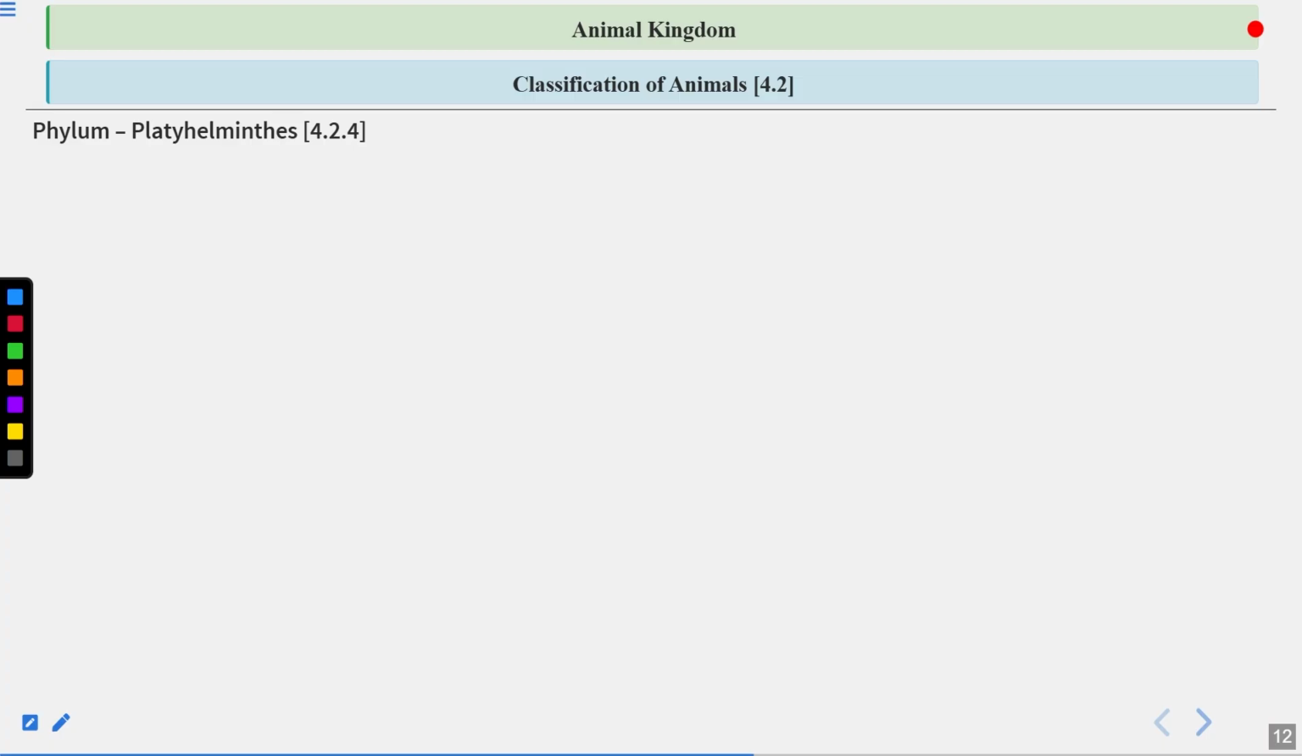Next phylum is the Platyhelminthes. Now we have the 3 worm phyla: Platyhelminthes, Aschelminthes, and Annelida. 3 worm-like organisms. But all 3 phyla are totally different from each other, and that is why they are kept in different phyla. Remember the 3 worm phyla. The first one is Platyhelminthes, next comes Aschelminthes, and then comes Annelida. Okay. Now we will discuss first of all the Platyhelminthes.